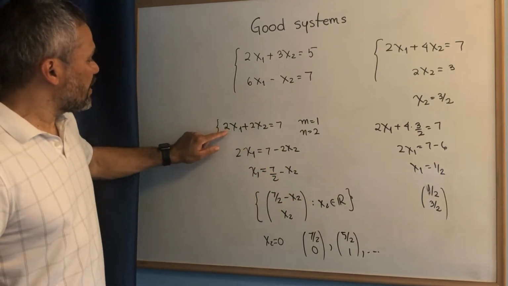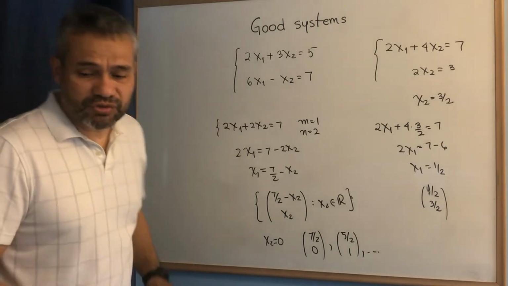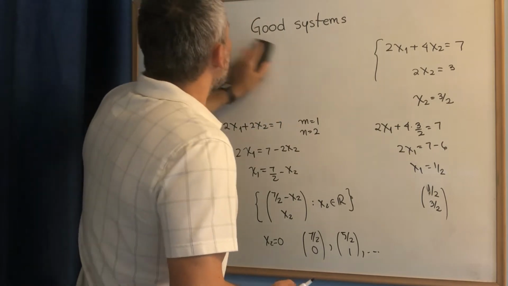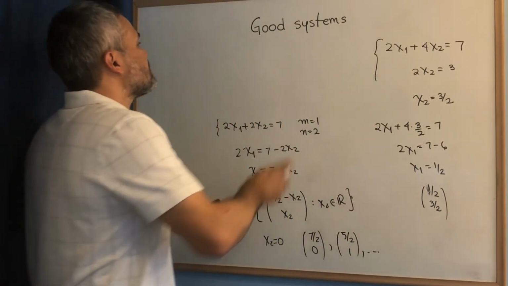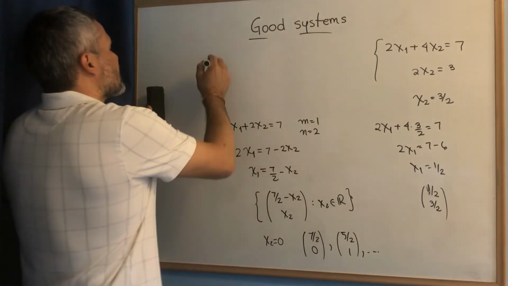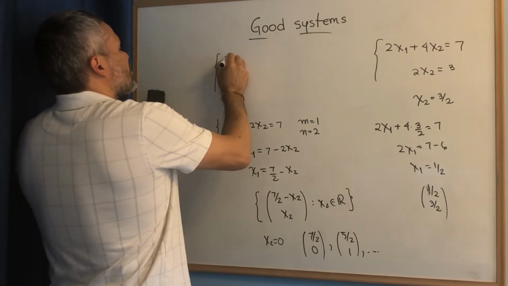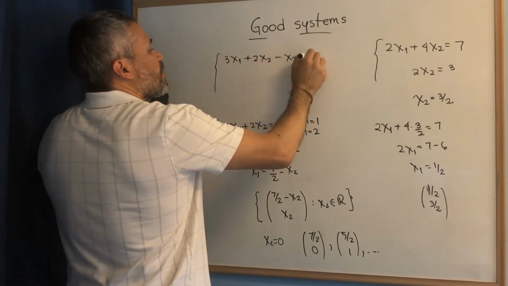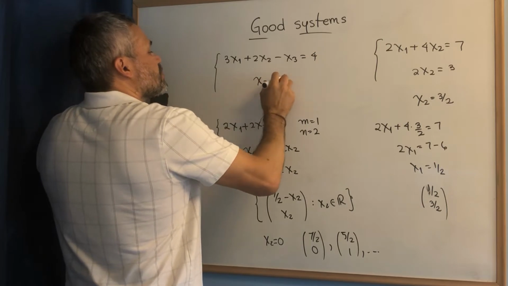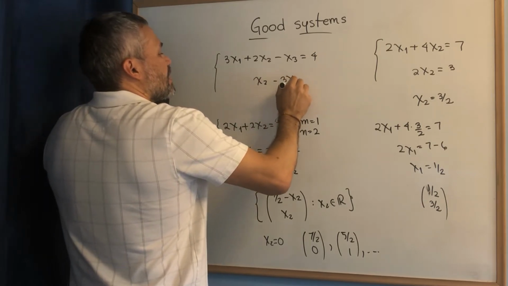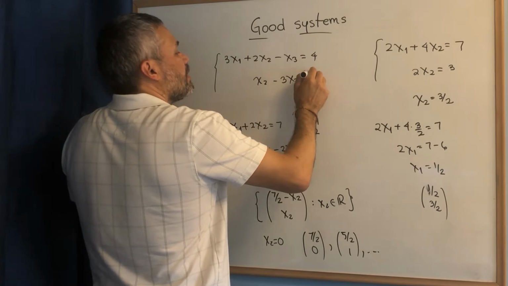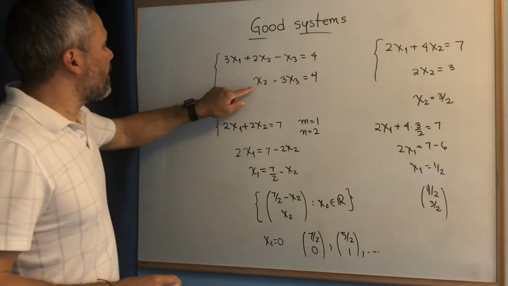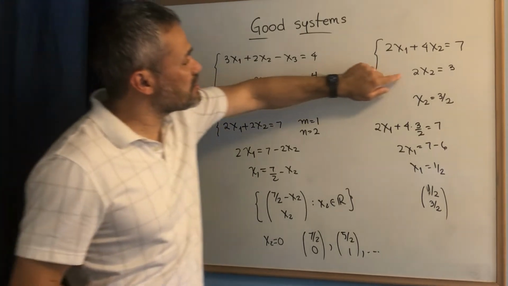But the point is that this is a system and it's not difficult to solve. Let me keep going with systems that are easy to solve. Somehow we're going to call those good systems. Let's say something like 3x1 plus 2x2 minus x3 equal 4, and x2 minus 3x3 equal, let's say, 4 again.